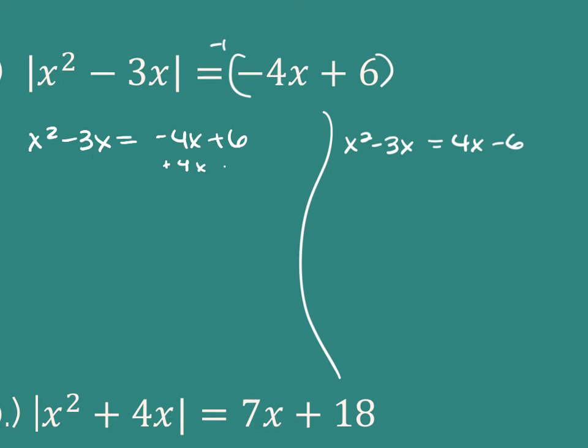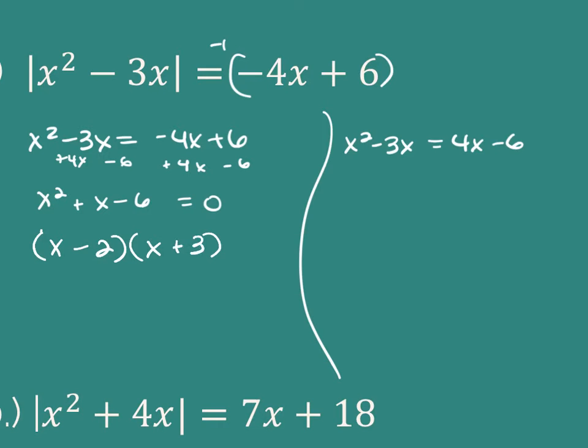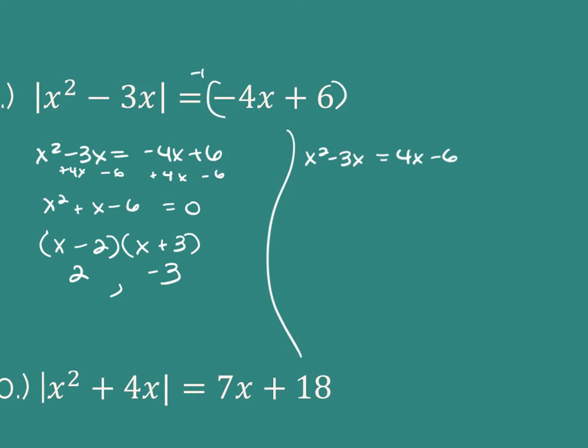Get everything to one side. Here I go with the factoring again. Factors of negative 6 that sum to positive 1: negative 2, positive 3, 2, negative 3. I'm going to check them in a minute. Go to the right side. Subtract. X squared plus x plus 6. X this time plus, oh wait, sorry.